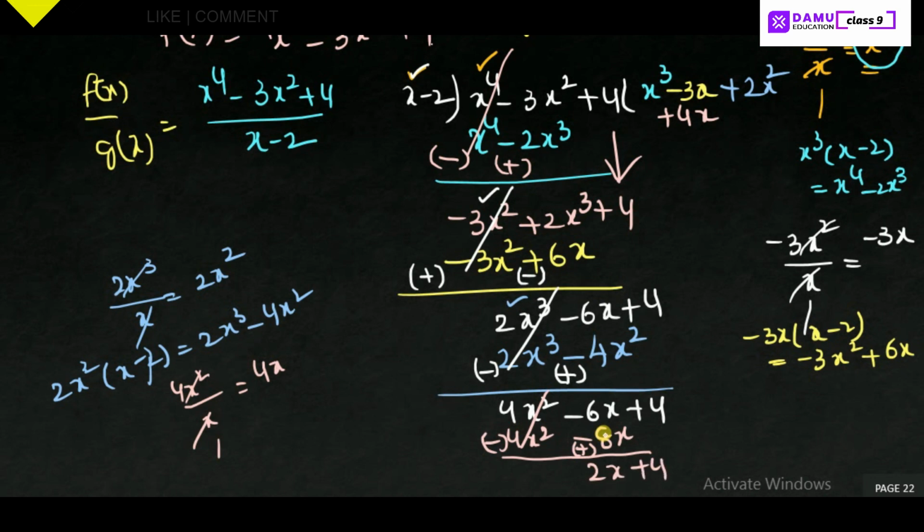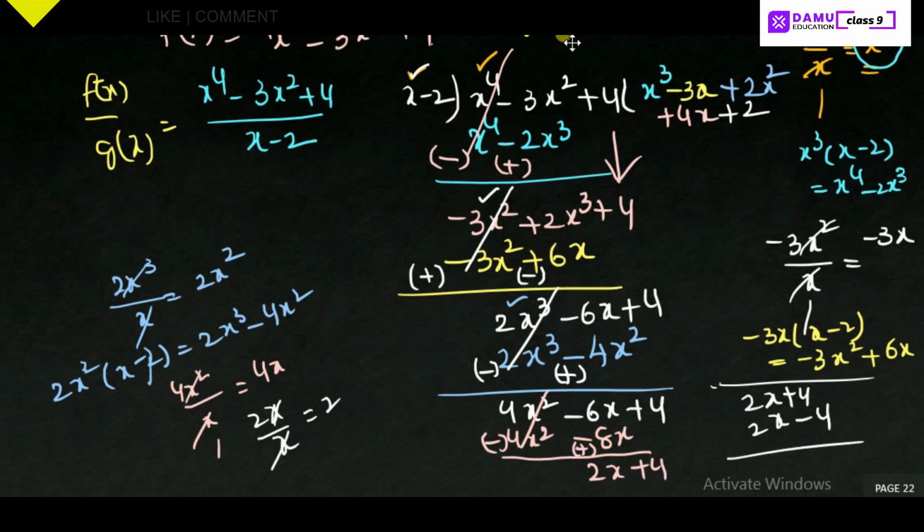So 2x plus 4. Here what is the first term? 2x. So divide with x, the first term here is x. So x will cancel. Then it will become 2. So plus 2. So 2x plus 4 here: 2x minus 4. Then minus will go into plus, plus will become minus. Then this will cancel, and we will get 8. So what is the remainder? The remainder will be equal to 8.